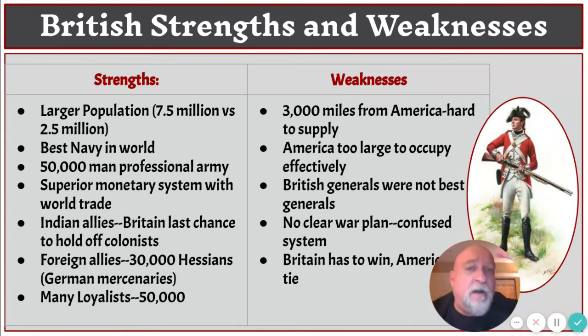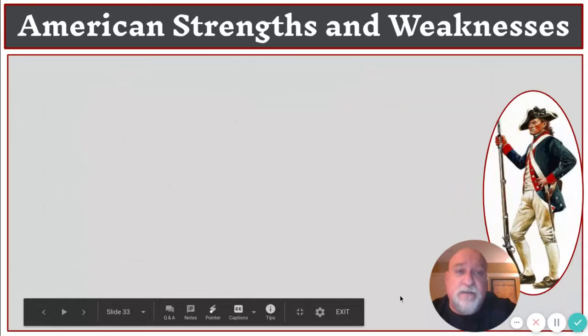And finally, I have on here, Britain has to win the war outright. You have to win the war. You have to station troops at every village and town and city to keep the peace. And America is just too big for that. All America has to do is wear out the British and make them tired of fighting. So keep that in mind. So now let's look at the American strengths and weaknesses.